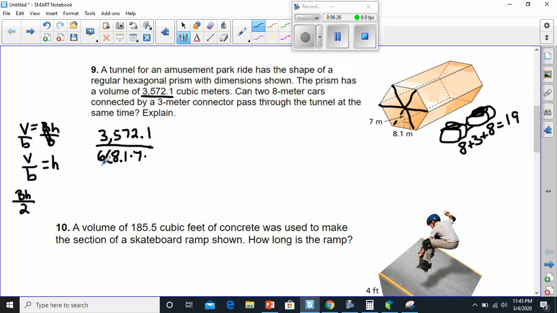Or I could just write it as 8.1 times 7. Instead of putting a dot there, I put times 7. And then all this divided by 2. All right? So let's give that a shot. And then this will equal the height.